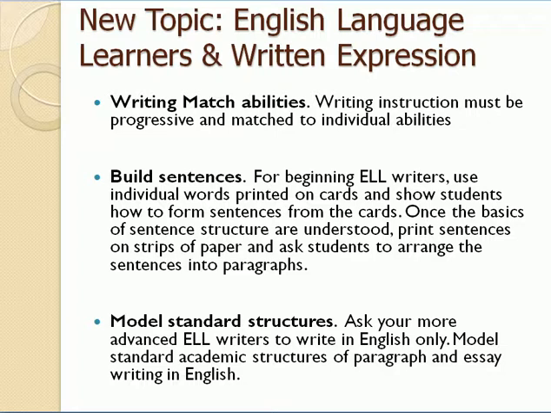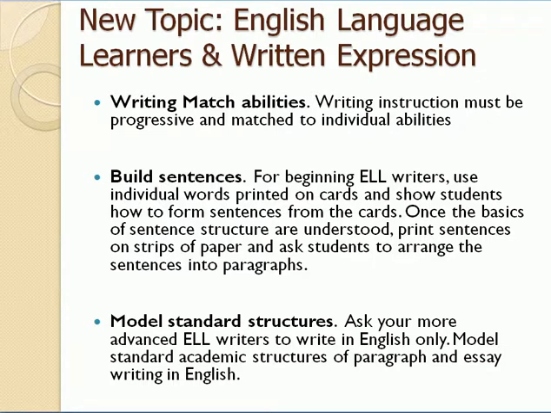Here's the first thing that I want you to think of as we begin to discuss this. I would like you to think about writing: match abilities. Writing instruction must be progressive and matched to individual abilities. It's important to know where the student is individually, where their writing instruction is going to fall based on where their language is at. You cannot expect a student who is not at all fluent in language to just be able to write you an essay. That's just not going to happen. We've got to be very progressive to build not only the language but also have them apply their language ability directly to their writing, so that they can communicate in an alternative form rather than just speaking.